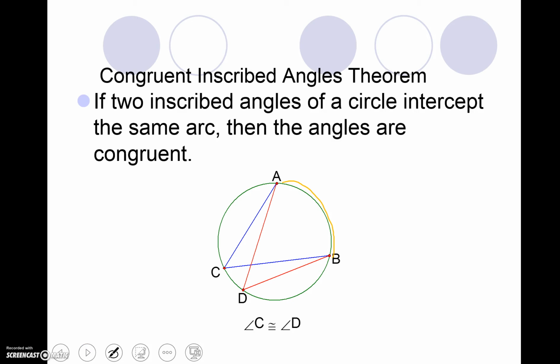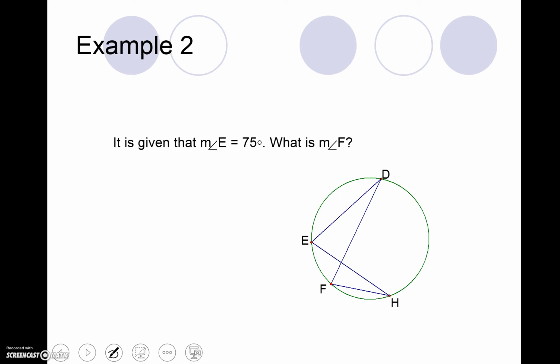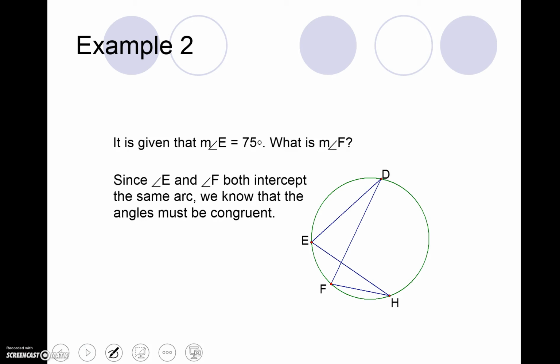So now let's apply this to an example. In here, I'm telling you that the measure of angle E is 75 degrees. What I want to do is find the measure of angle F. Well, we know that since angle E and angle F are both intercepting this arc DH right here, we know that those two angles are going to have to be congruent. And because they're congruent, that means the measures are going to have to be equal, so angle F is going to have to be 75 degrees.